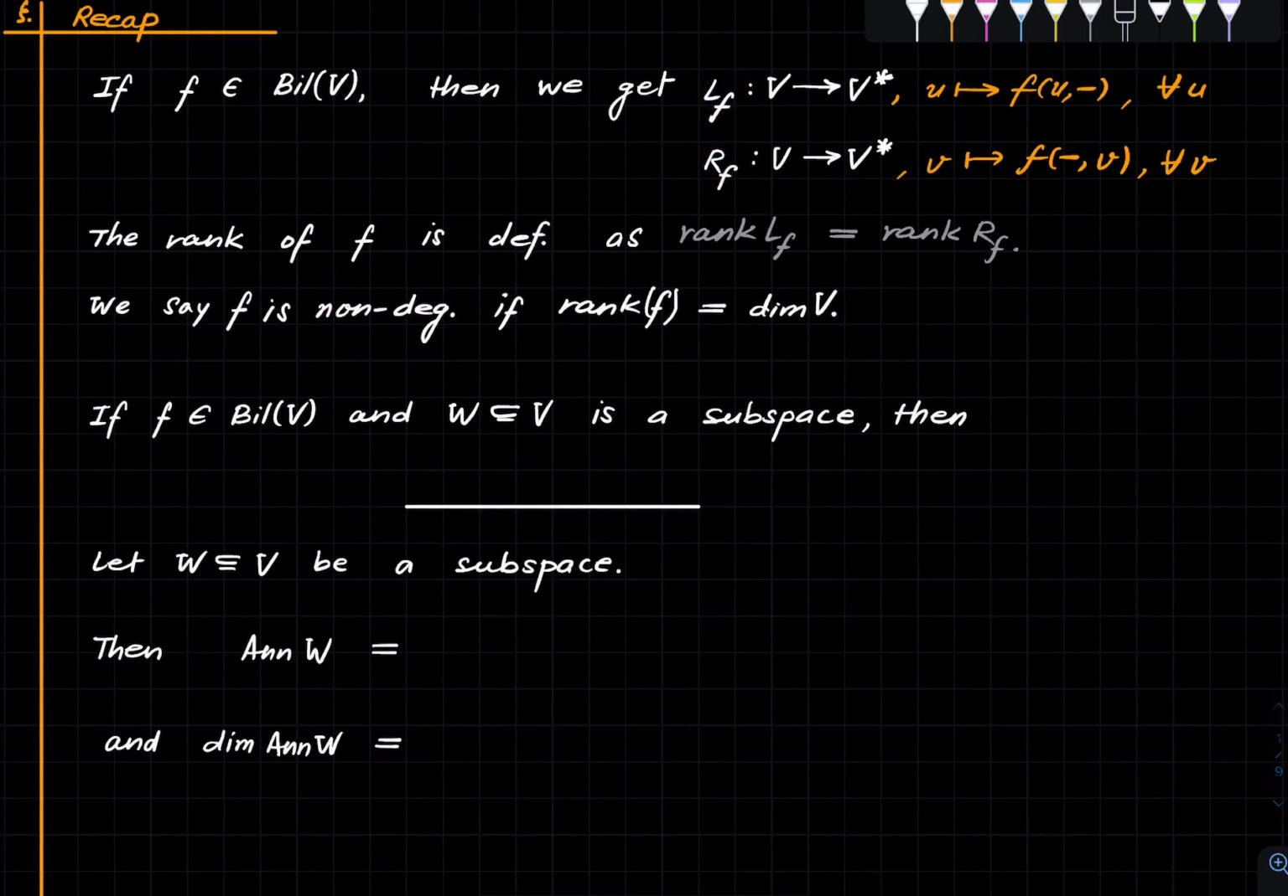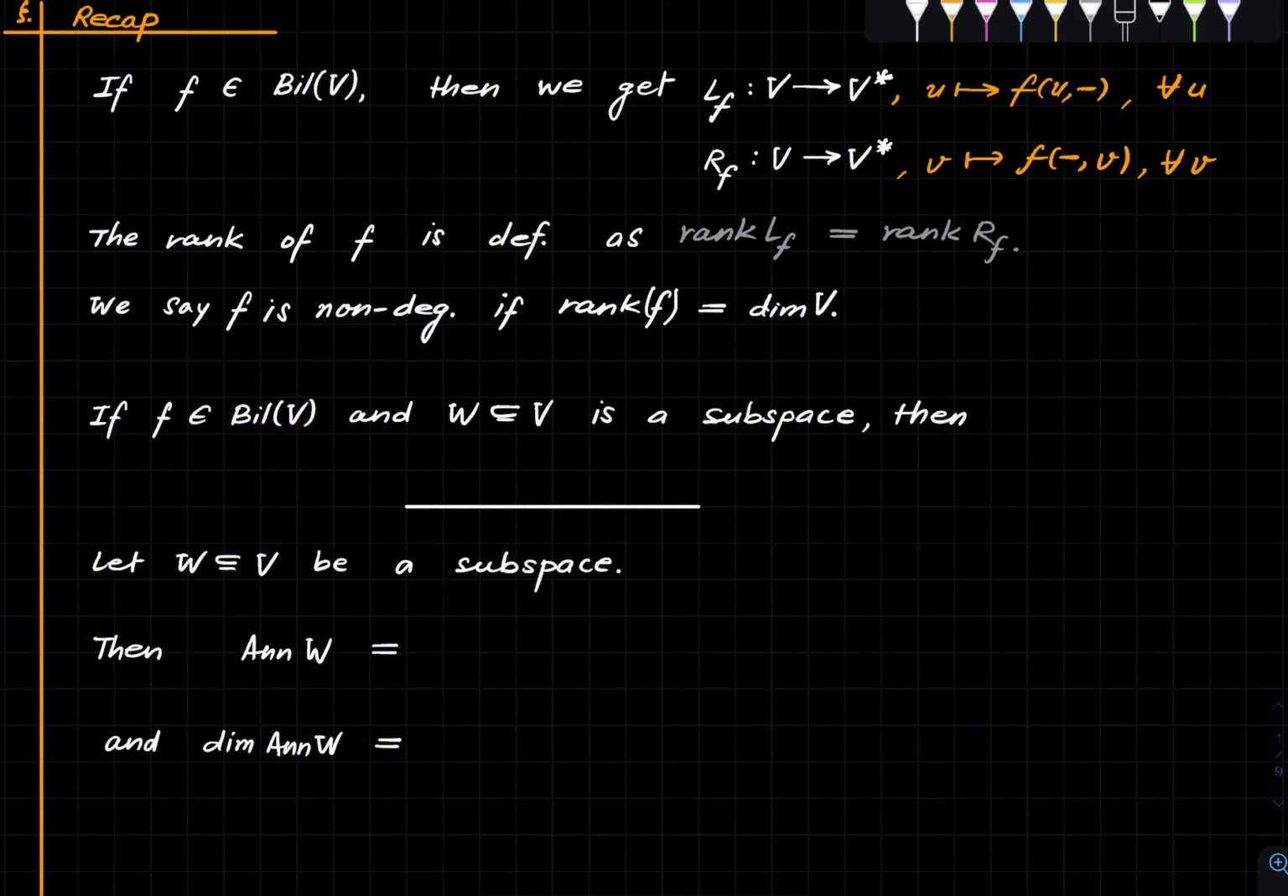In which sense? You take the transpose of L_f, you get a map from V double star to V star, and now you use the identification between V and its double dual and take this composite. This happens to be R_f. So this is what we saw, and therefore these two ranks are equal, and this is what is defined as the rank of f. And we defined a notion of non-degeneracy. So we say that f is non-degenerate if the rank of f is the maximum possible, otherwise we call it degenerate.